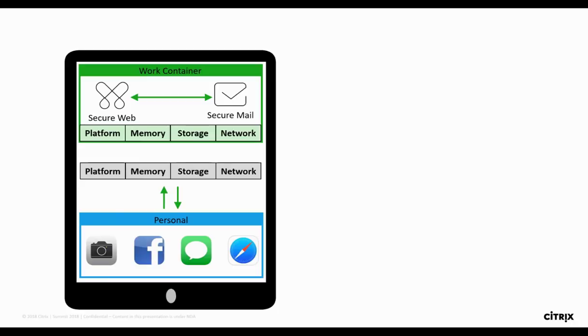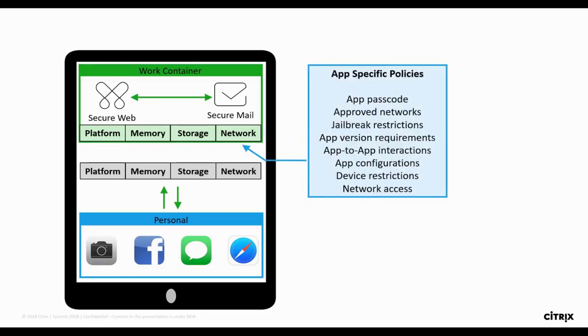So personal applications cannot access the memory, the storage, and the network within the container. But the applications within the container can. Of course, they can access the memory, storage, and network within that container. So we're building a separation between the work apps and the personal applications. This allows us to do certain things.